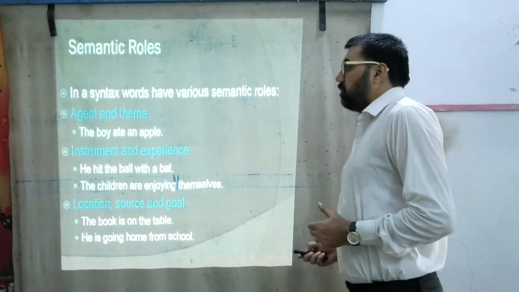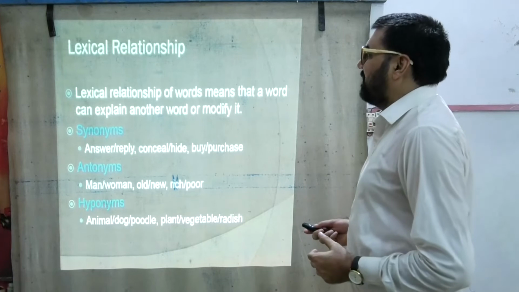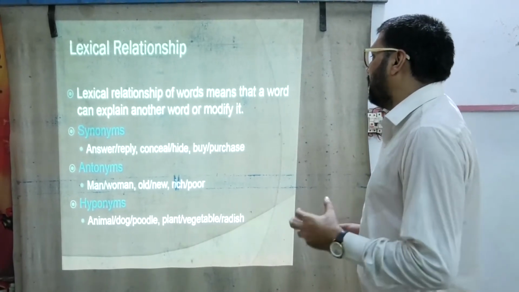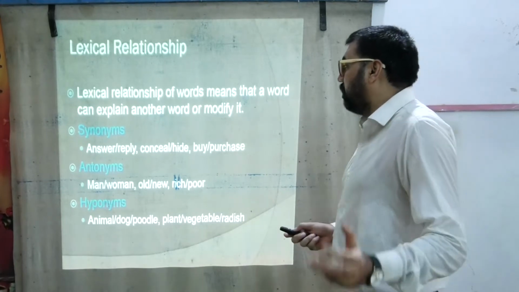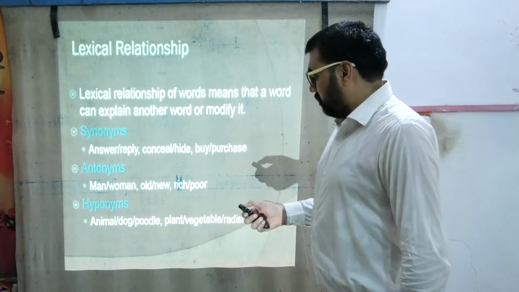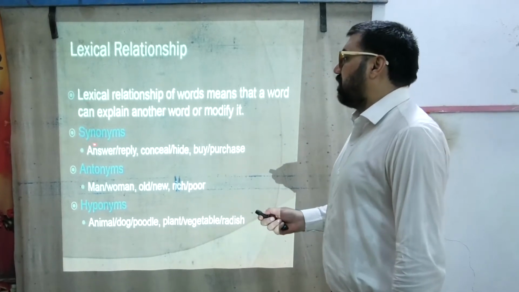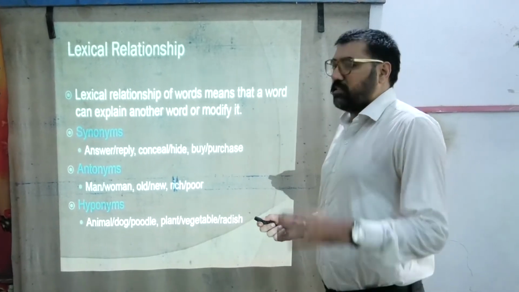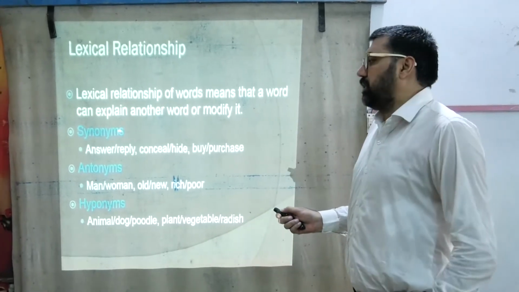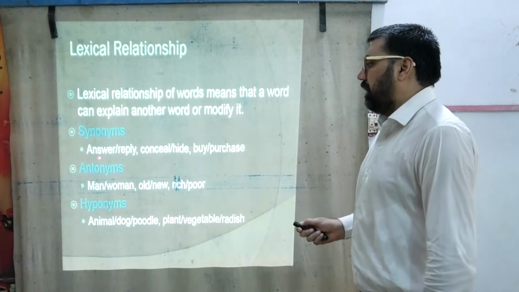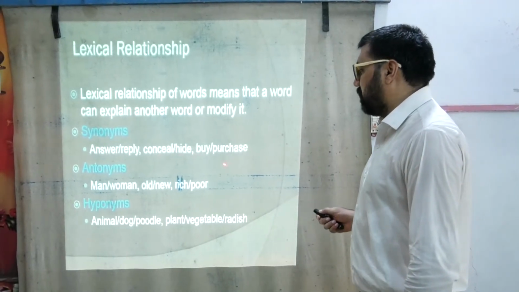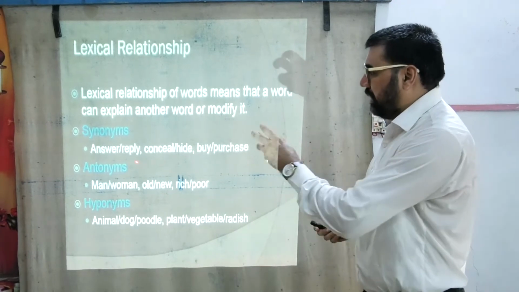Now move on to other slides. Lexical relation. What is the lexical relation? Lexical relation of words means that a word can explain another word or modify it. The first thing we have here is synonym. What is the meaning of synonym? Two or more words having closely related meanings are called synonyms, like answer, reply, conceal, hide, buy, purchase. These words are all related to each other.